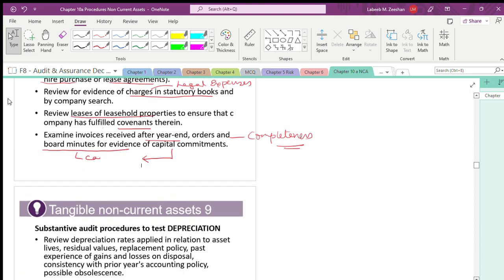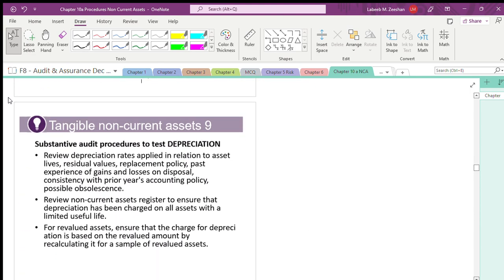Now, what is the procedure for depreciation? Last year depreciation, current year depreciation. As simple as that. If current year depreciation has increased, you have made additions. If current year depreciation has decreased, you have made disposals. If any revaluation is done, depreciation will increase. If no revaluation is done, depreciation will decrease.